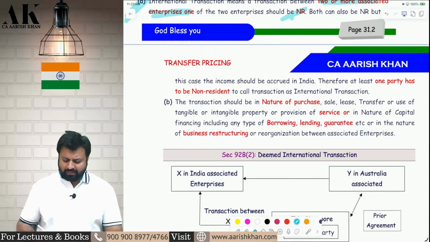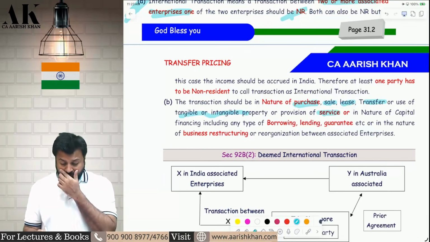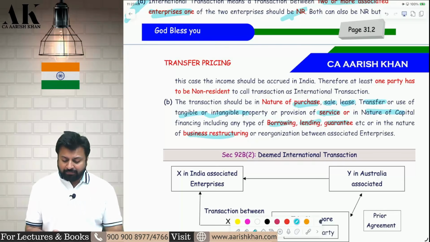Purchase, sale. You can write as many points as you want, it is not very important to remember. Lease, transfer, use of intangible or tangible property, provision of service, nature of capital financing, borrowing, lending, guarantee, business restructuring like amalgamation, demerger, slump sale, etc. You can do any of them. All these are different natures of transaction.